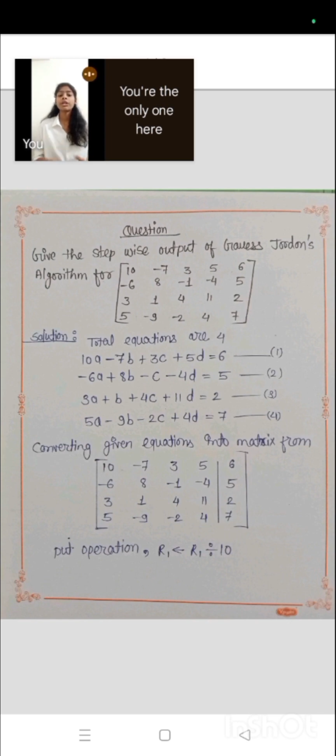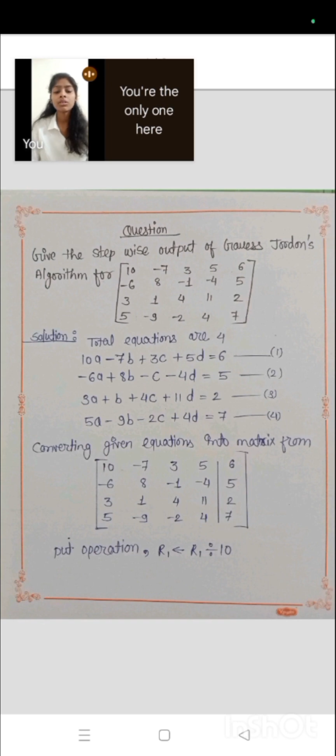So we need to reduce the coefficient matrix into the diagonal matrix. So we solve this matrix using the Gauss Jordan algorithm. Okay, so here we put the first operation: R1, row 1, divided by 10.